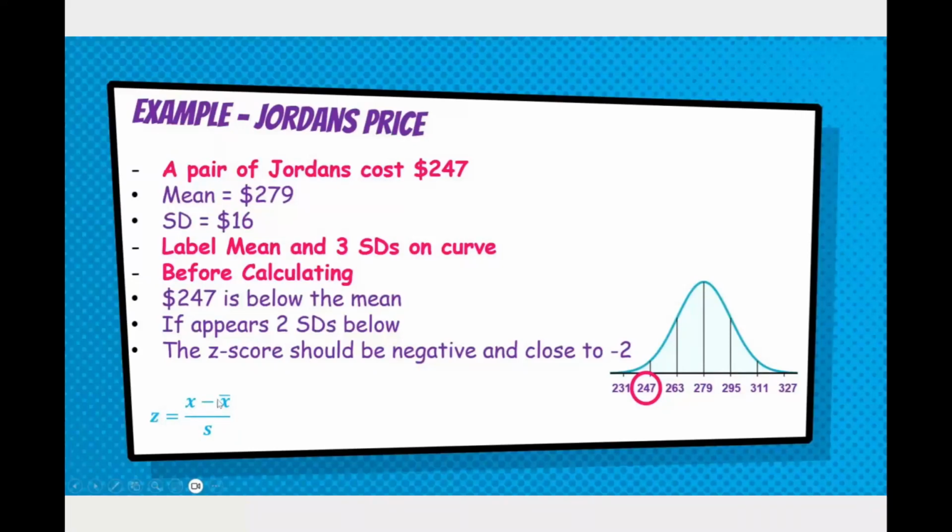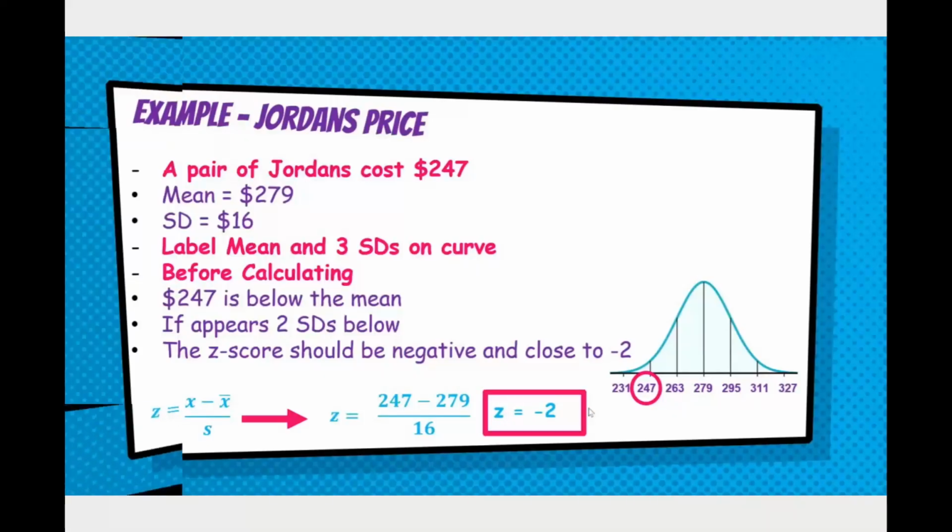If I plug this in, I'm going to plug in 247 for x, 279 for x bar, and 16 for the standard deviation. And I get -2, which is what I expected, because the z-score represents how many standard deviations above or below the mean your data value is.